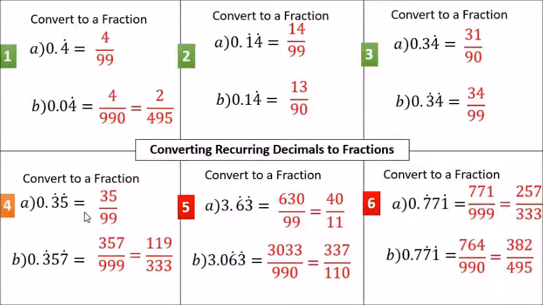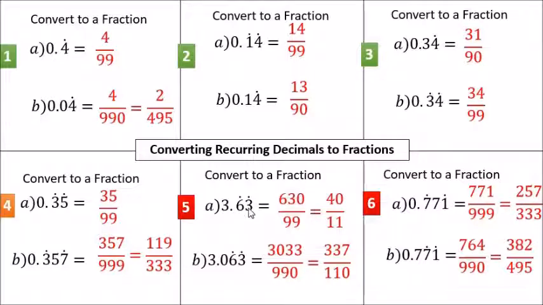So here we have 0.35 recurring. You could have guessed from 0.34 recurring that we would get 35 over 99. 0.357 recurring, we have the 3, the 5 and the 7 all repeating, and it follows the same pattern. We get 357 over 999. But that simplifies as the numerator and denominator both divide by 3 to get 119 over 333.